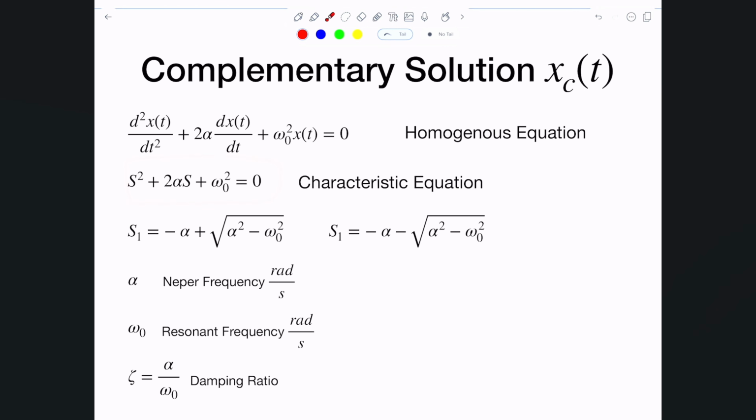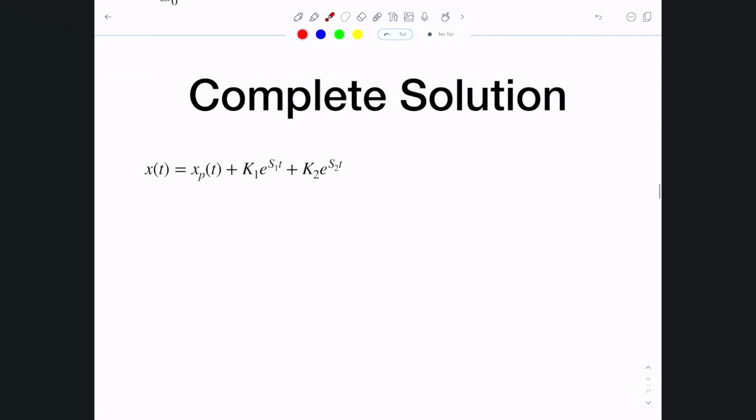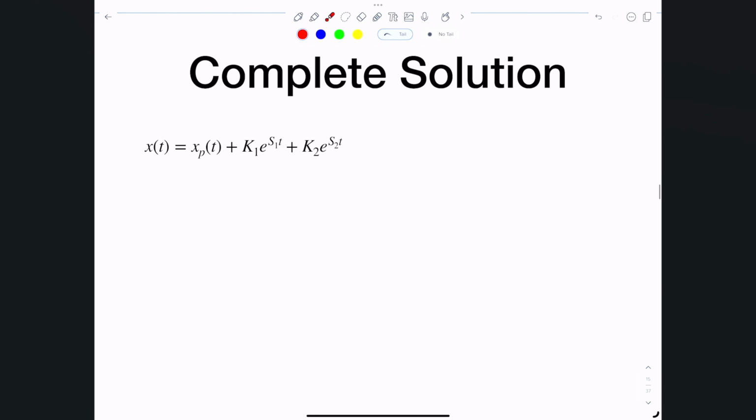And of course, it's a quadratic equation, so based on the value of alpha and omega 0, if you compute the discriminant, we have two solutions. This is s1 and s2. So alpha we call the Neper frequency, omega 0 we call the resonant frequency, and the ratio between them is the damping ratio. So the complete solution for that differential equation has this particular shape. It has the particular solution depending on the shape of the forcing function, and the complementary solution. So that's how the solution for x of t is.